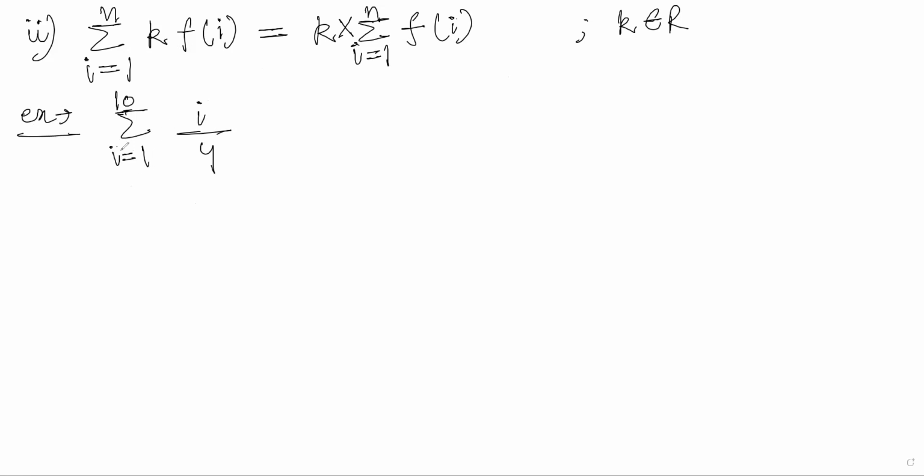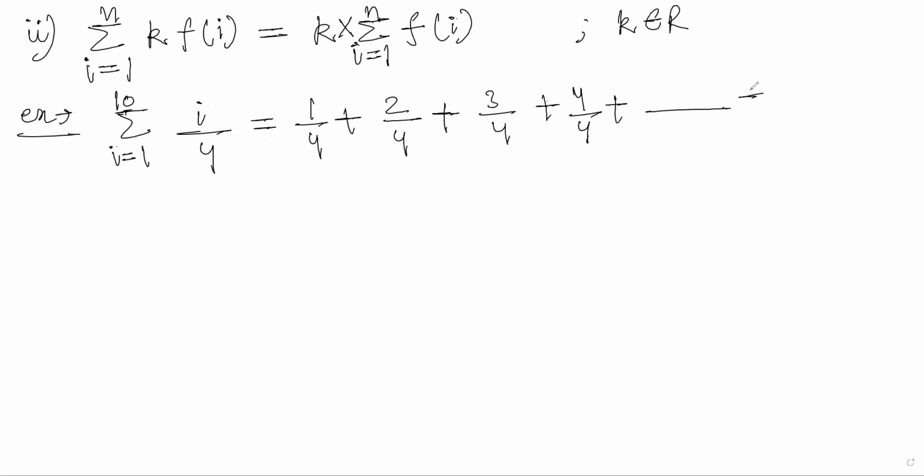So here we have i from 1 to 10, and then this is i by 4. Now let's start expanding this. When we expand, we put i as 1. This will be 1 by 4. Then we put i as 2, this will be 2 by 4. Sigma will do its thing, which is putting these plus signs in between all the terms. Then i is 3, 3 by 4. Then i is 4, 4 by 4. Then 5 by 4, then 6 by 4. Similarly, up to 10 by 4.